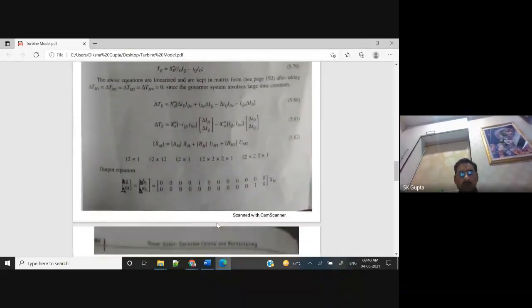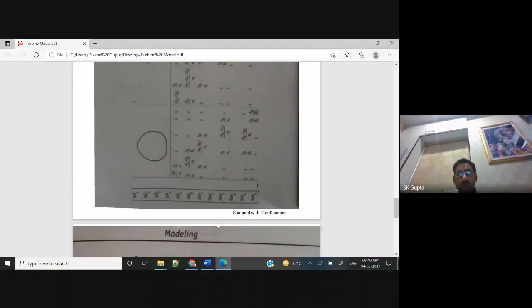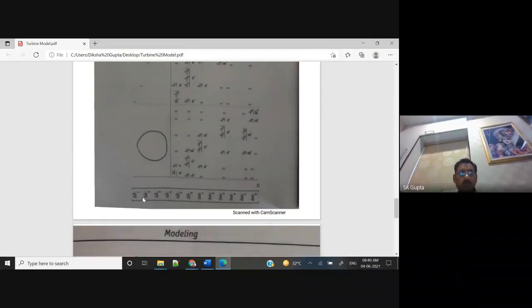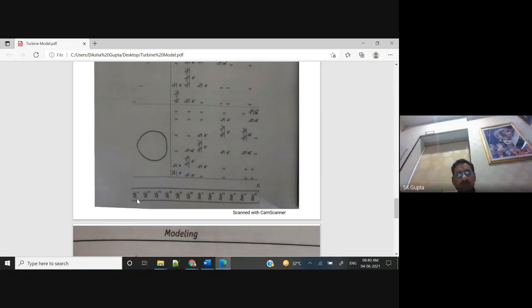Now we have the 12 equations. If you write these 12 equations into the matrix form, this is very blurred and not clear, but anyway, this is del delta 1, and here it is dot. Dot means derivative of del delta 1, derivative of del delta 2, derivative of del delta 3. These are the 6 equations, 1, 2, 3, 4, 5, 6: delta 1, delta 2, delta 3, delta 4, delta 5, delta 6. And omega 1, omega 2, omega 3.